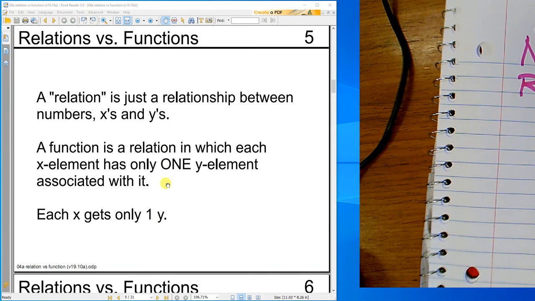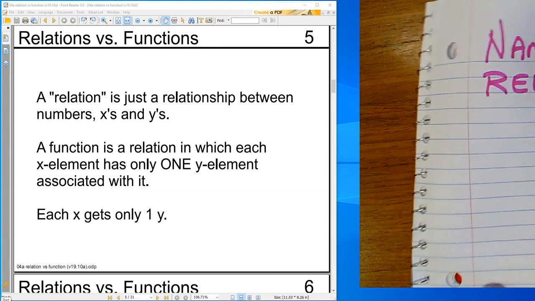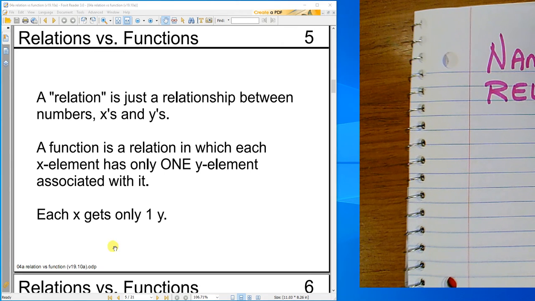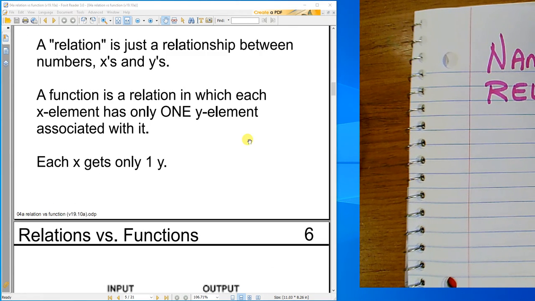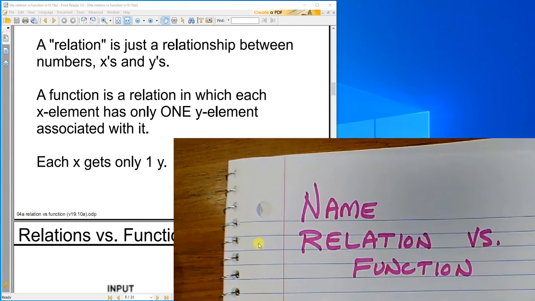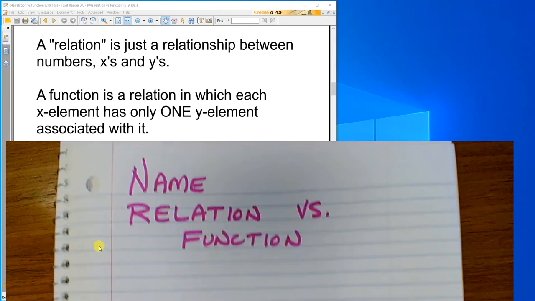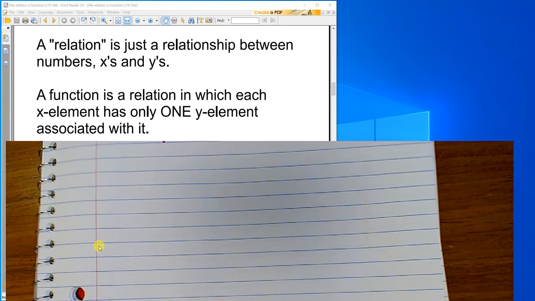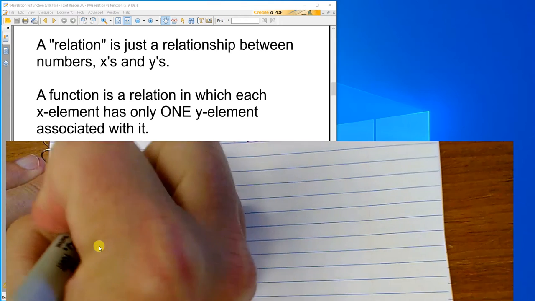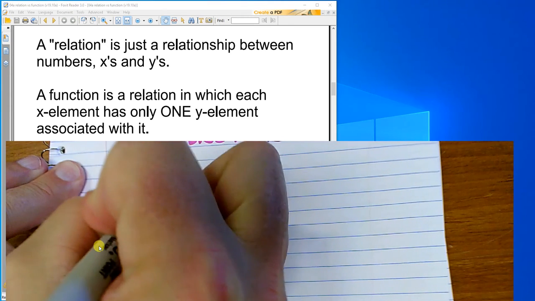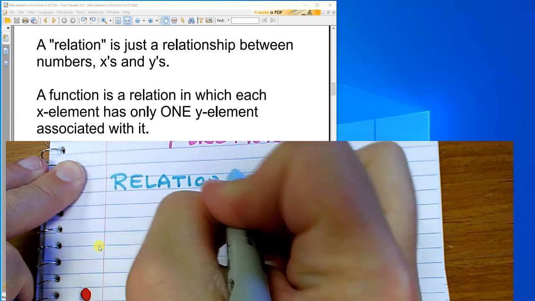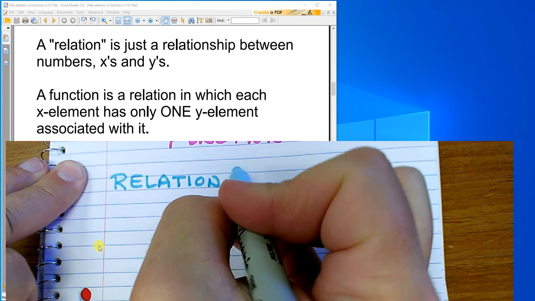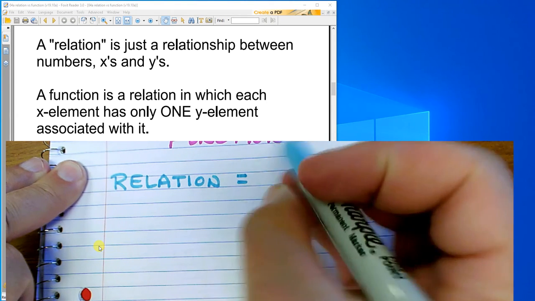A relation is just a relationship between x's and y's. This part is going to be a little bit dry, but we're going to write that into our notes. A relation is just a relationship between numbers, x's and y's. A function is a very specific relationship where each x gets one y. So in our notes, a relation: a relationship between numbers, x's and y's.